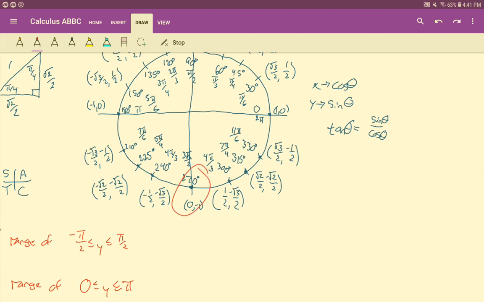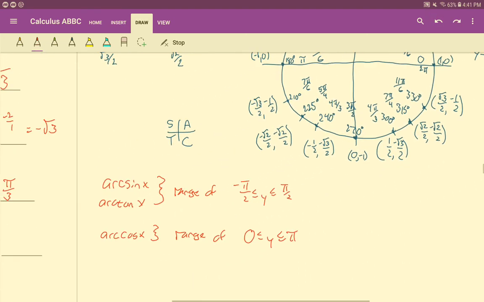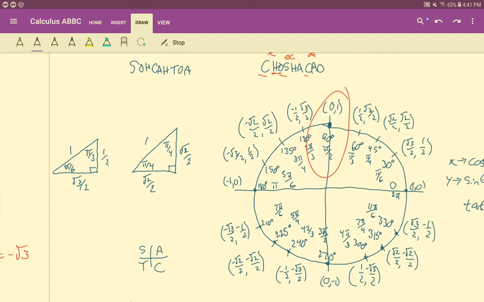Technically, cosine of 270 or 3 pi over 2 does give us a 0 there. But we can't use that because, again, it's the wrong range. 270 or 3 pi over 2 does not fit between 0 and pi. So we have to use this one right here. Okay, cosine of 90 or pi over 2 gives us that 0 there that we're looking for.